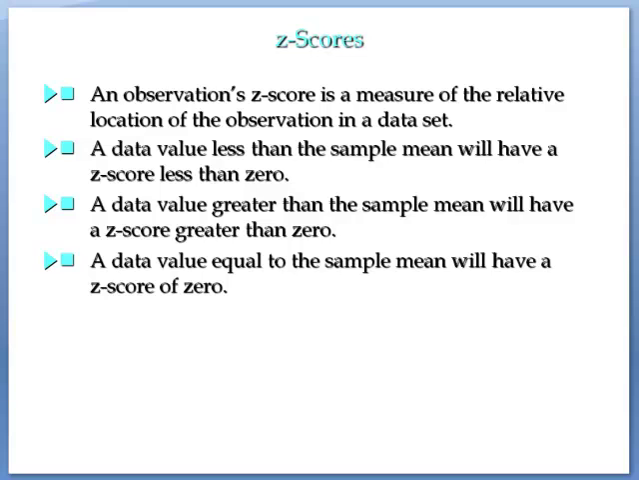And if a value is greater than the sample mean, then it will have a z-score that is positive, or greater than 0. And if a value is less than the sample mean, then it will have a z-score less than 0.